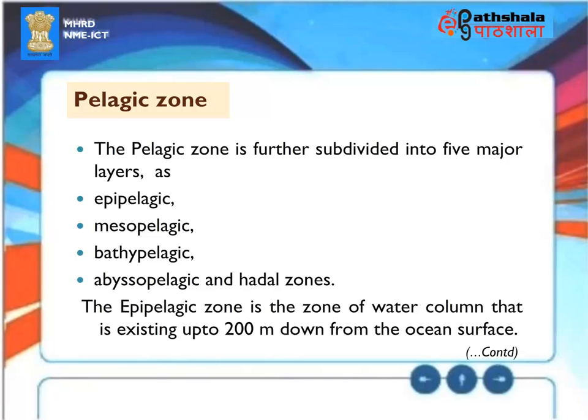Pelagic zone. The pelagic zone is further subdivided into 5 major layers as epipelagic, mesopelagic, bathypelagic, abyssopelagic and hadal zones. The epipelagic zone is the zone of water column that is existing up to 200 meters down from the ocean surface.